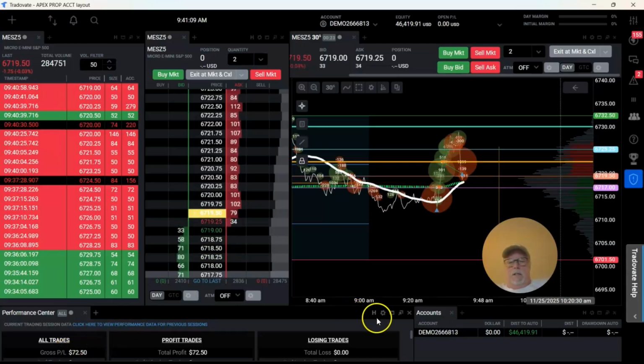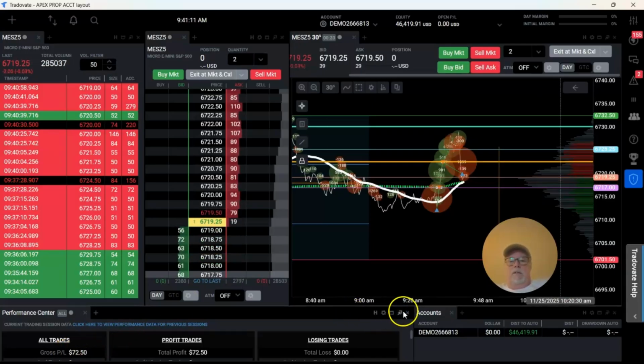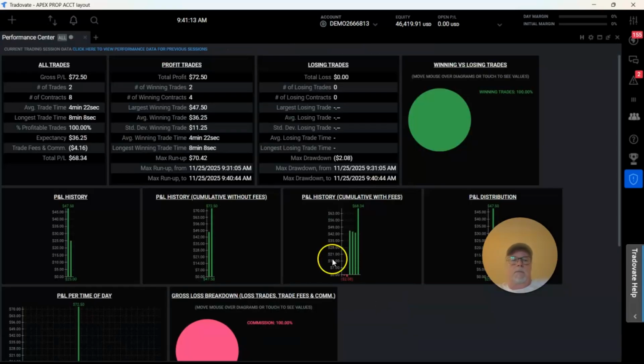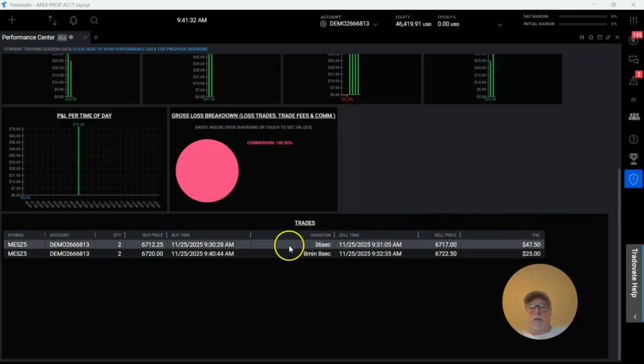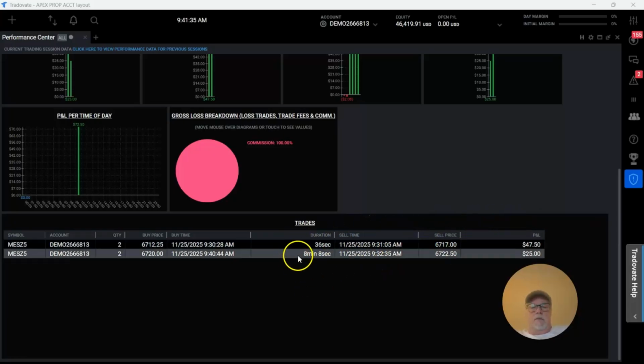Now we're at 72. We took 2 trades. I'll show you those. 2 trades, won both of those. Made 72.50. We paid 4.16. Total P&L 68.34. There's the 2 trades. We're in 1:36 seconds and 8 minutes. 2 contracts for each. And these are micros.